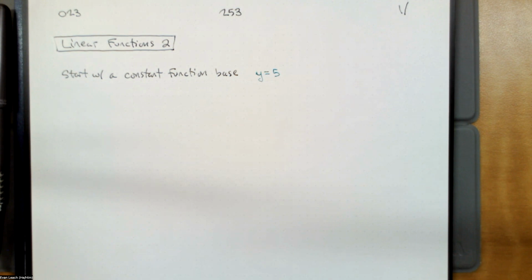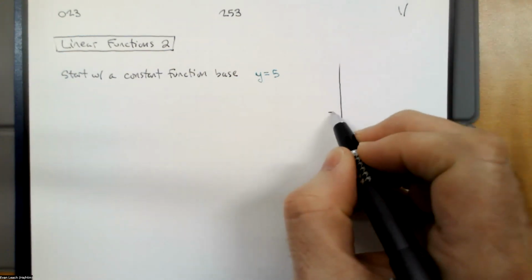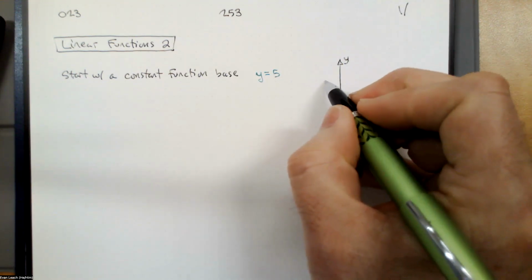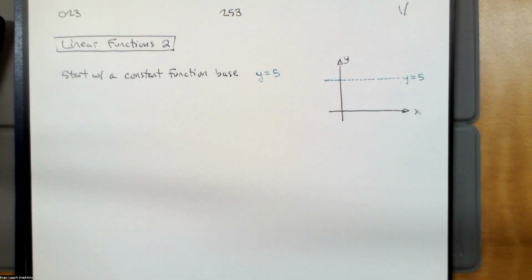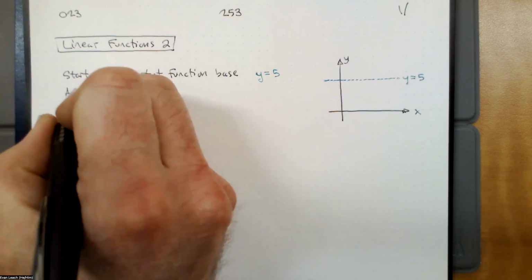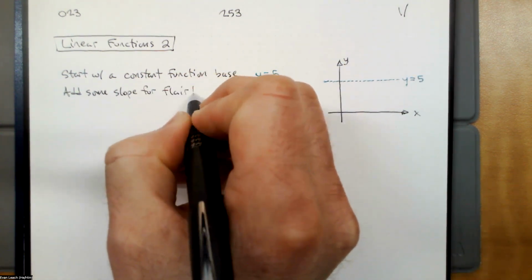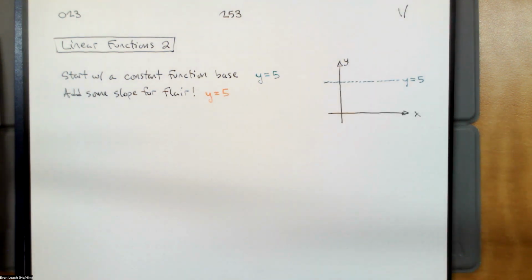Start with your constant function, which would just be like your base. And we know that this is going to look like a horizontal line. Start with your constant function, and then tilt your line in some fashion, according to some slope. So add some slope for some flare.